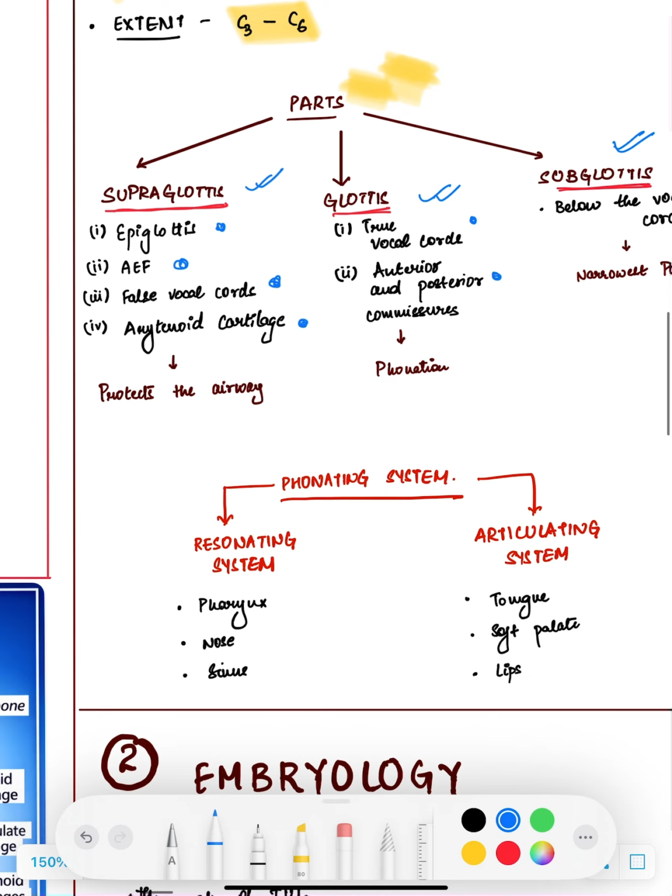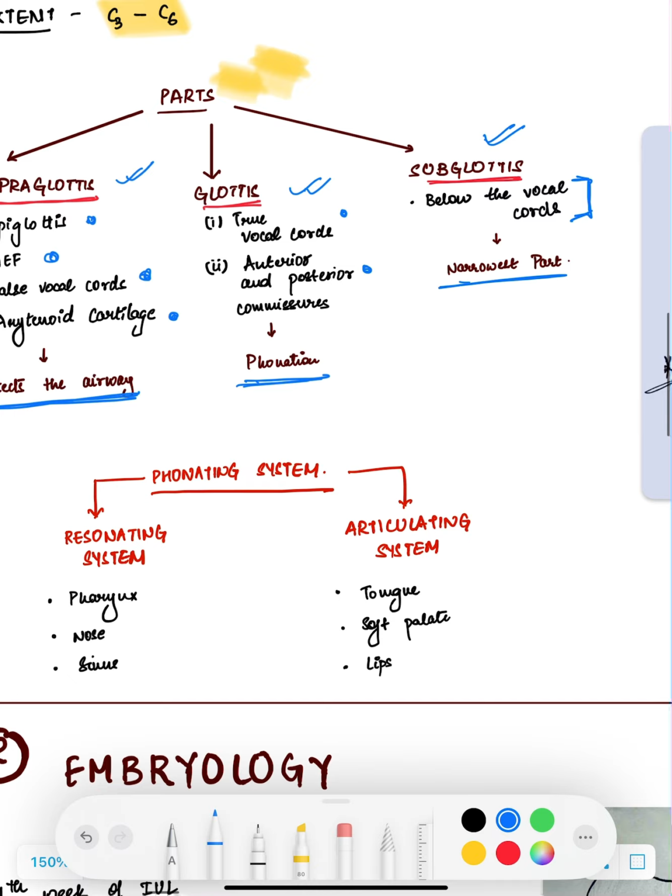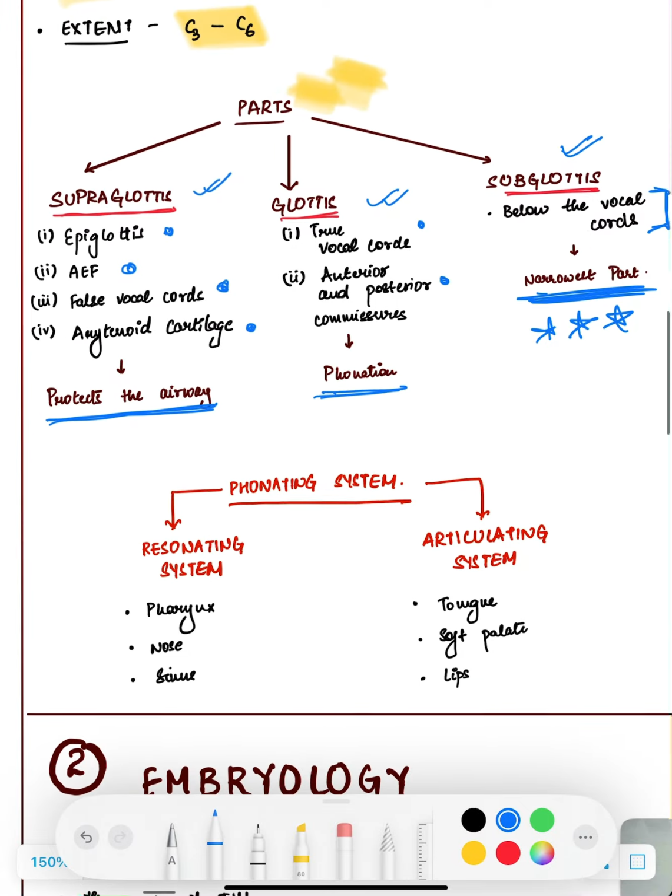Another important thing is what are the functions. The supraglottis protects the airway, the glottis is for phonation, and the subglottis is the narrowest part of the larynx. It is very important: the narrowest part of the larynx. So you need to know about the parts of larynx, which is divided into supraglottis, glottis, and subglottis.